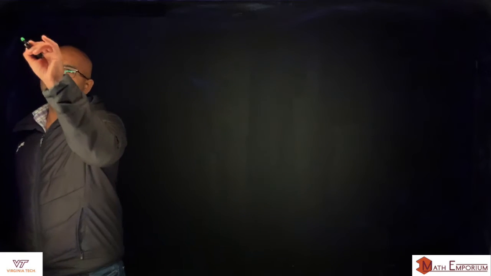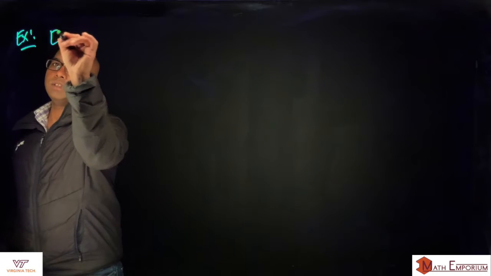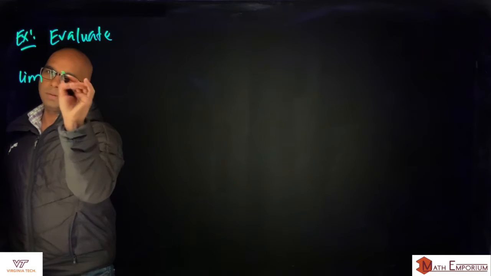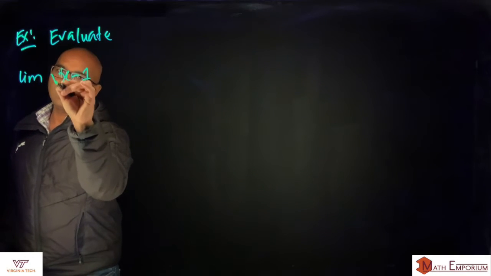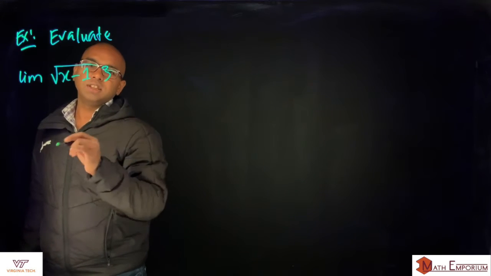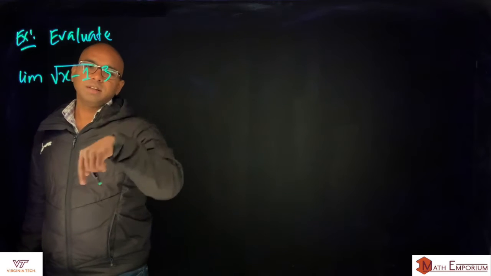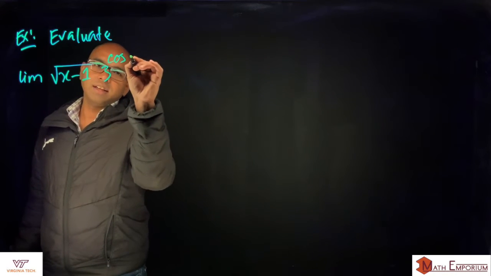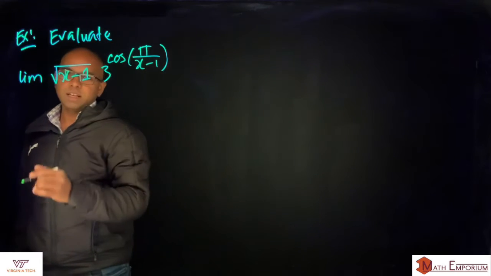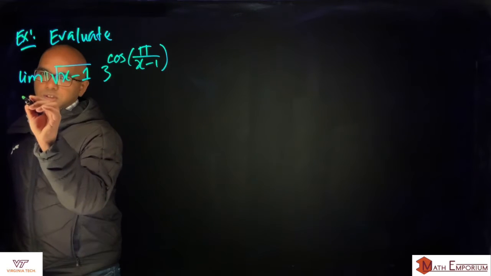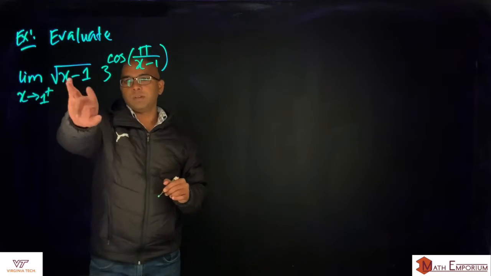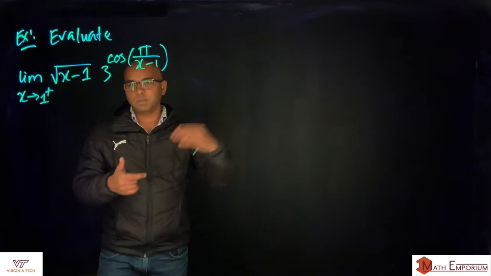So this problem is: evaluate this limit of the square root of x minus 1, and then 3 to the power, okay, so we have sine, let's make it cosine. And then let's make it even crazier, pi over x minus 1. And x should approach 1 from the right. Because the domain of this function, the square root of x minus 1, is all numbers which are bigger or equal to 1, right?